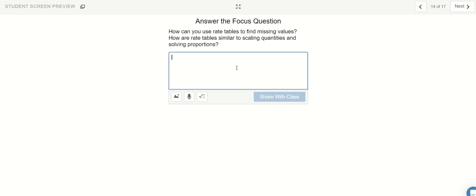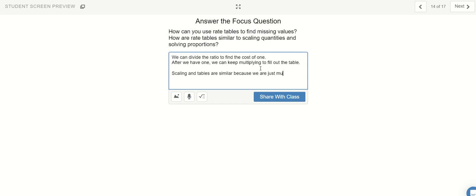So how can you use rates to find the missing values? We can divide the ratio to find the cost of 1. And then after we have 1, we can keep multiplying to fill out the table. Multiplying both sides is similar to what we do with scaling. Scaling and tables are similar because we are just multiplying and dividing both parts. So again, scaling and solving rate tables involve the same process of multiplying and dividing both parts.